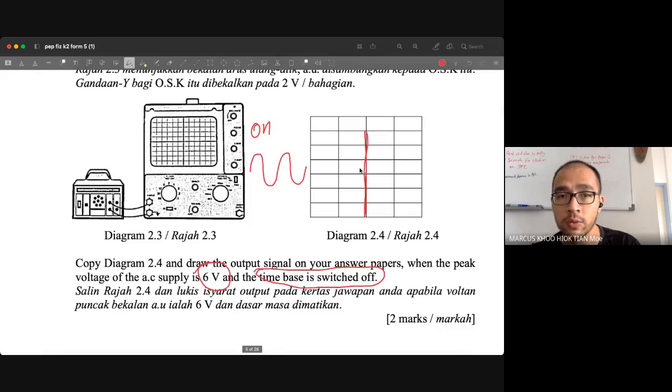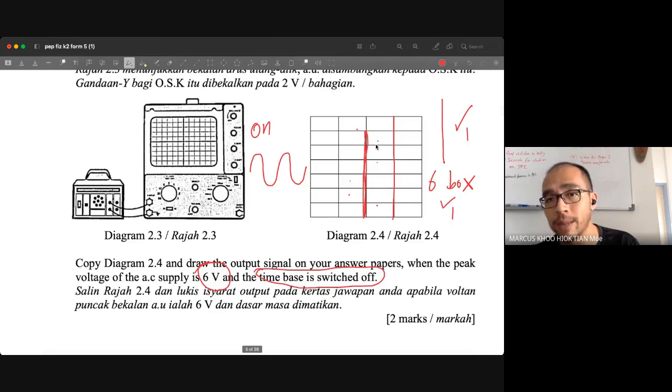Because every box is 2 volts. Right? So 2, 4, 6. You can draw it here or you can draw it from the top to here, but I want to see 6 boxes filled. Okay, so a line like this is one mark, 6 boxes is 1 mark. Some of you only got one mark because you drew the whole line all the way. This is 7 boxes. Cannot. I only give one mark.